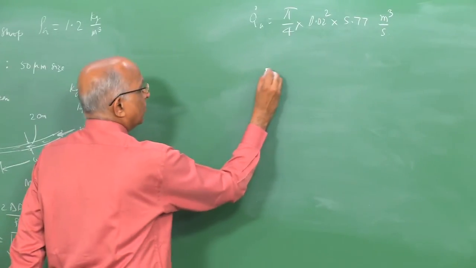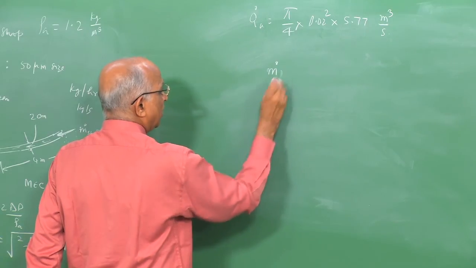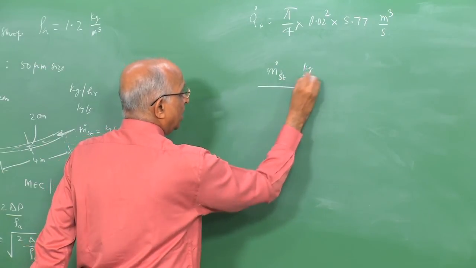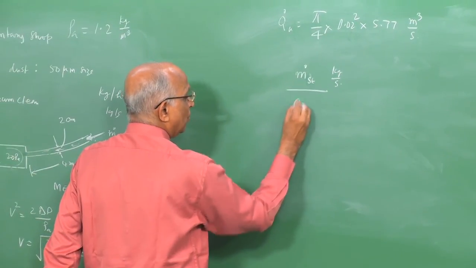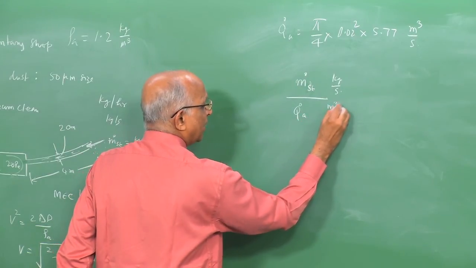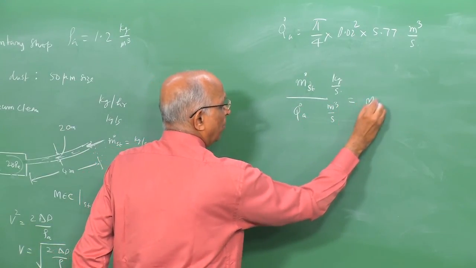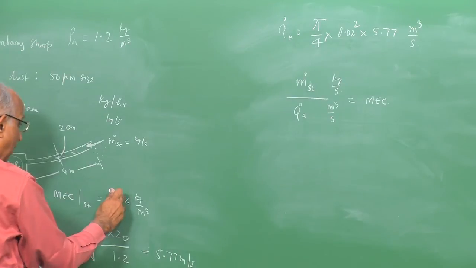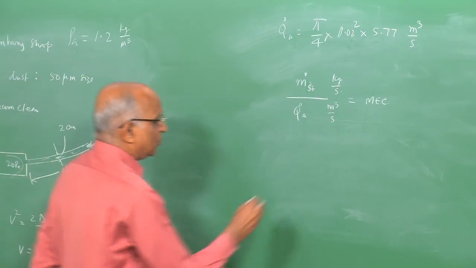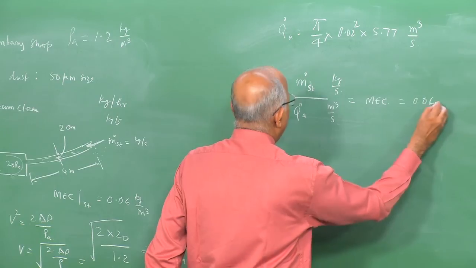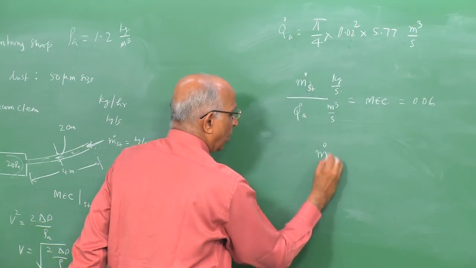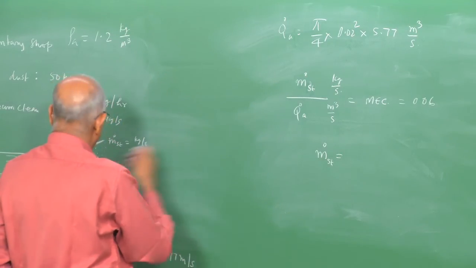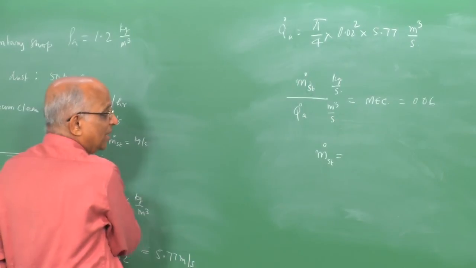And if I assume that m dot d, m dot dust, which is being sucked over here, is so much kilograms per second, and the volume of airflow is q dot a, so much meter cube per second, I get the value of minimum explosive concentration, which we know from the data book is given as 0.06. Therefore I get the maximum value of m dot at which the dust can be supplied, because if it exceeds this value, I get an explosive concentration which is greater than the minimum.